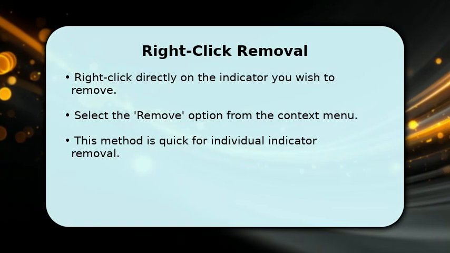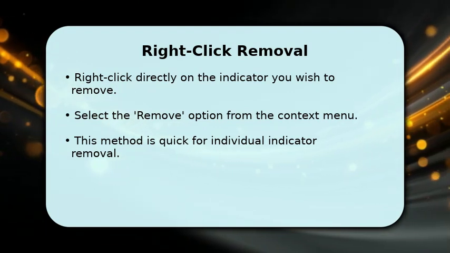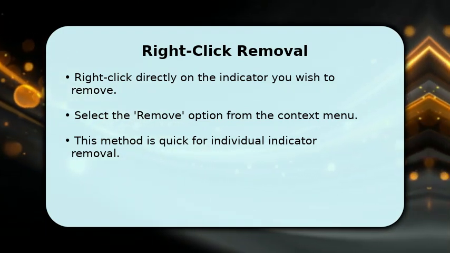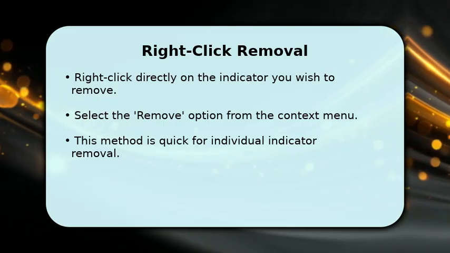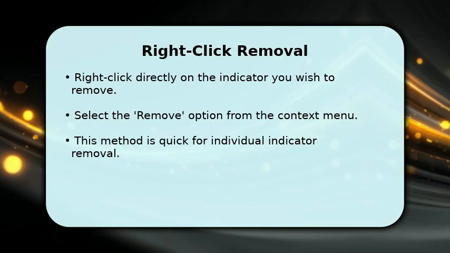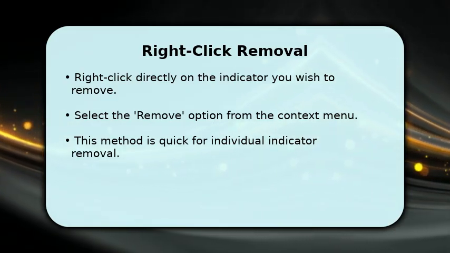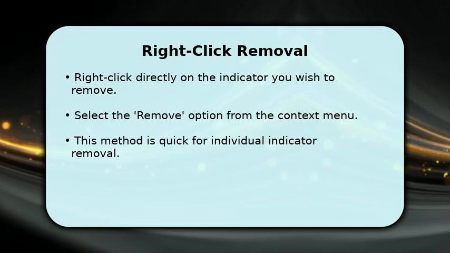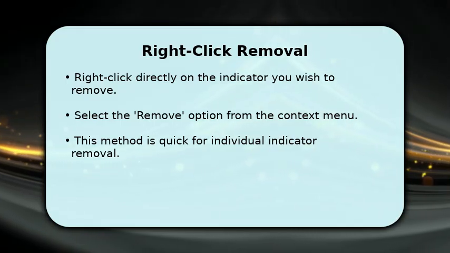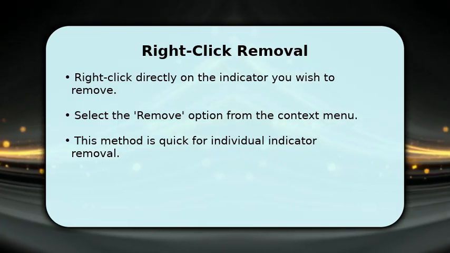The simplest way to remove a single indicator is by using the right-click menu. Just hover your mouse over the indicator line or panel on your chart, then right-click. A small menu will appear, and you'll see an option to remove the indicator. Click this, and it will instantly disappear from your chart. This is perfect for quick adjustments when you only need to delete one or two items.